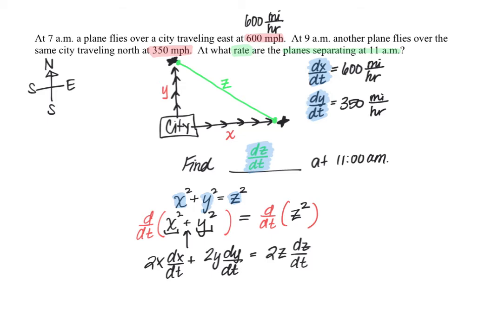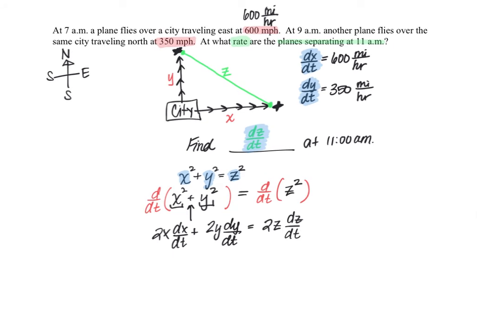And now let's go ahead and start to substitute in some of the values that we know. And I'm just going to leave big blank parentheses if it's a value that I don't know. So we now need to think about, at 11 a.m., do I know any of these values? So for example, at 11 a.m., do I know the value of x? Well, not initially. I'm going to have to probably figure that out. But I do know dx over dt. We wrote that that was 600 miles an hour. Then at 11 a.m., I don't have the value for y, but I do know dy over dt is 350. And then I don't know the value of z, but I know that I'm looking for dz over dt.